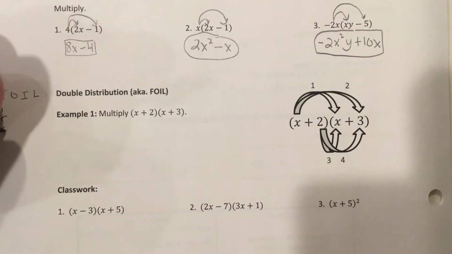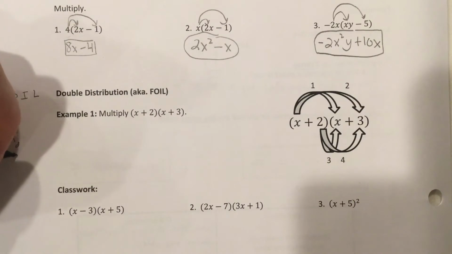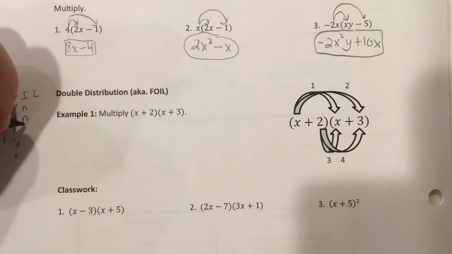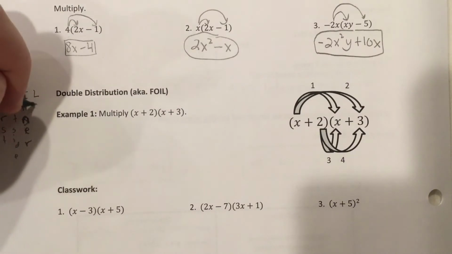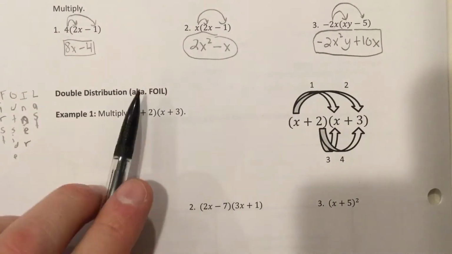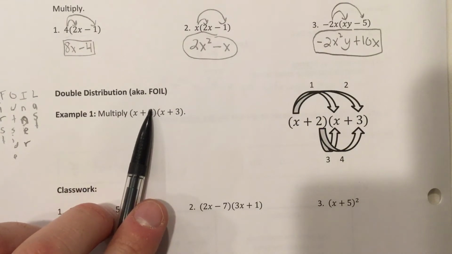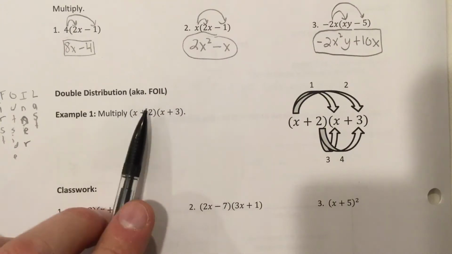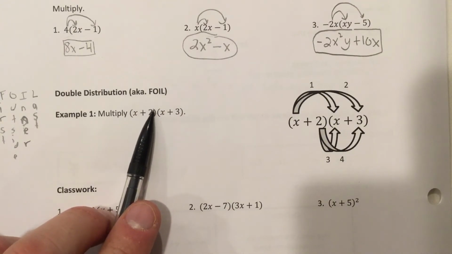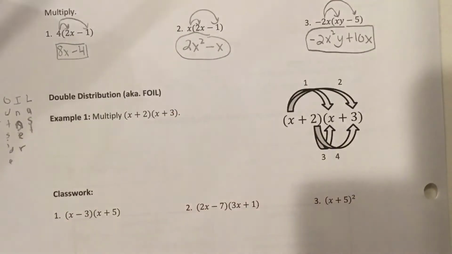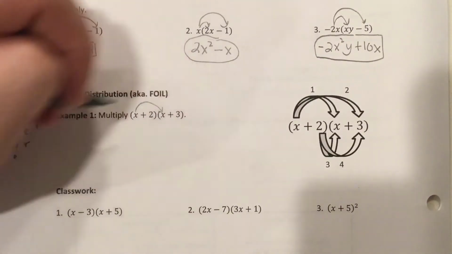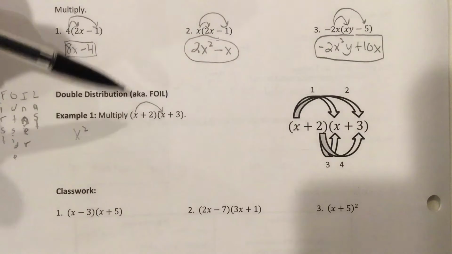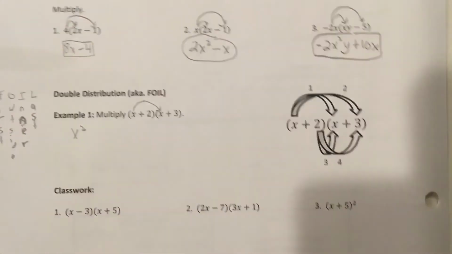FOIL stands for first, outer or outside, inside or inner, and then last. So what you're really doing is just cover up that 2 and think of, there's no like terms in those parentheses. So you take that first x and distribute it to the other 2 terms. So I'm taking my x times my x, which is x squared, and that also happens to be the F for first. It's the first term of each parenthesis.